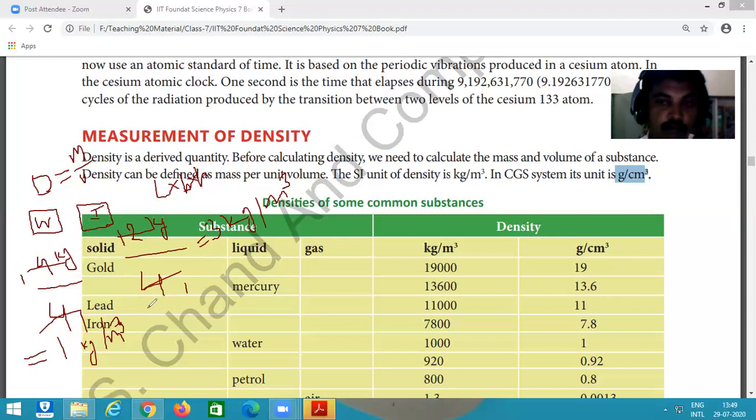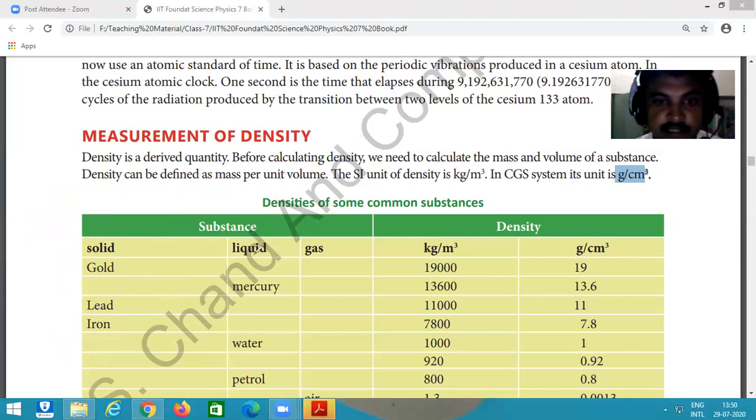So why this calculation? We understand the difference between the density of two objects. Here the density of wood is less in comparison to the piece of iron. So different objects have different density.